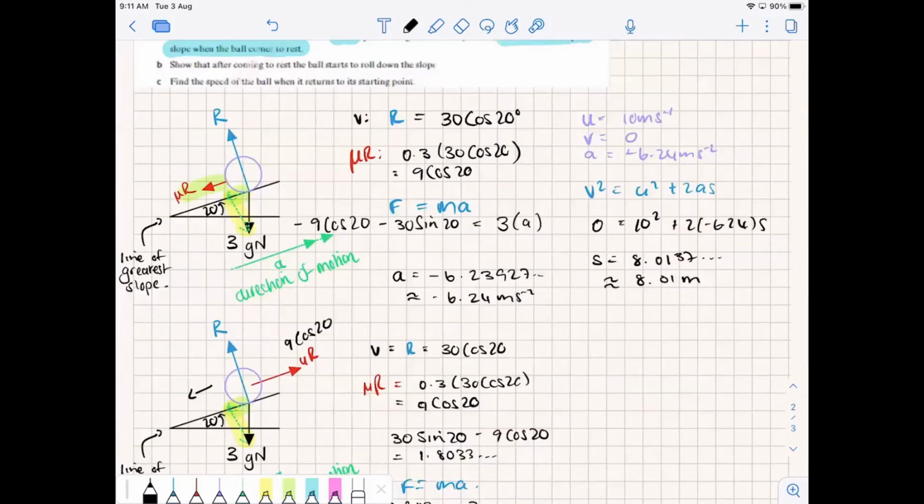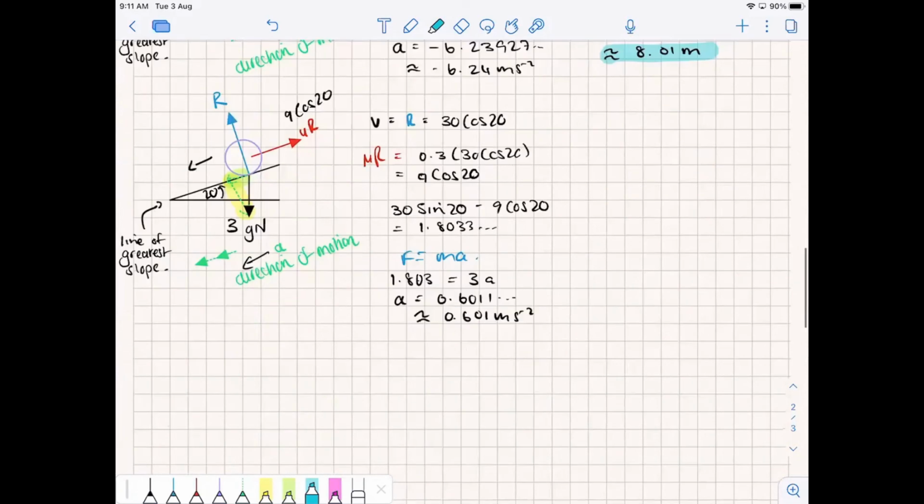Right, the final thing in the question says, find the speed of the ball when it returns to its starting point. Well, its starting point, that's where we need to remember from its starting point up to where it got to the top of the hill, that's how far it moved. So we need to use that in solving. So let's think about everything that we know about this ball. We know the initial velocity is 0. It started from rest. We know the acceleration is 0.601 meters per second squared, and its displacement, well, to get back to its starting point, it needs to travel 8.01 meters.